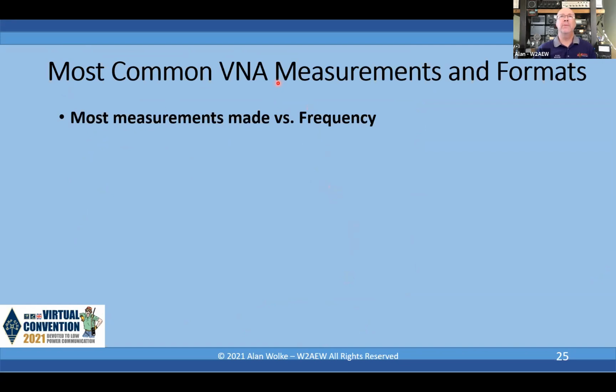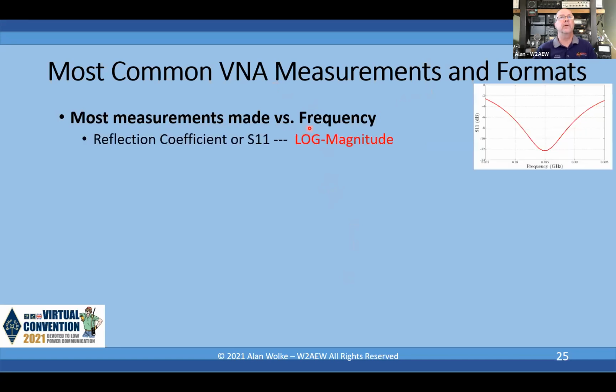Okay, so what are the most common VNA measurements and formats? Most measurements on a VNA are made versus frequency. The reflection coefficient, or S11, typically is plotted in a log magnitude response, again, because we get some pretty sharp responses and a wide dynamic range. In this case, the greater the negative number, the more negative you go, the less reflection you have. Return loss is just the magnitude value with the negative sign removed, and that's actually the definition of return loss.